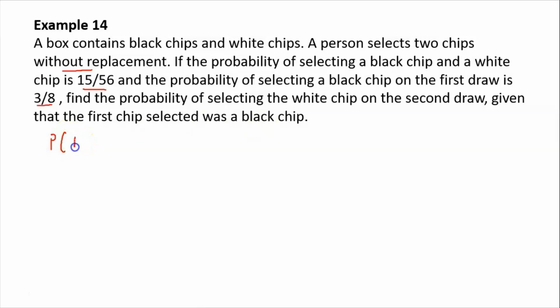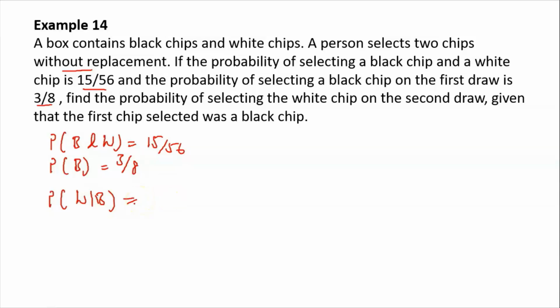First, they give us the probability of black and white equals 15/56. And then the probability for a black chip is 3/8. And then they ask us to find the probability of selecting a white chip given that the first chip was a black.